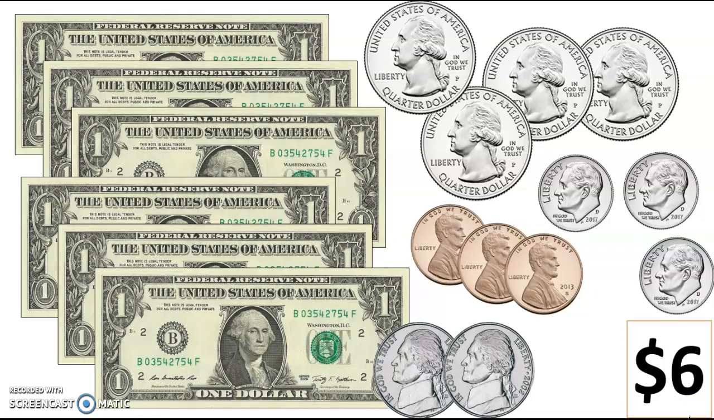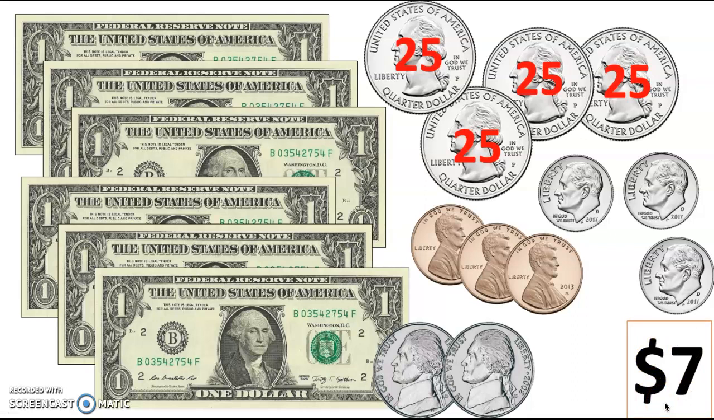Now remember, a quarter is worth 25 cents. So you are going to count by 25s with me. Ready? 25, 50, 75, 100. Oh, so if we got to 100 with our quarters, that means we need to add another dollar down here. So now we've got $7.